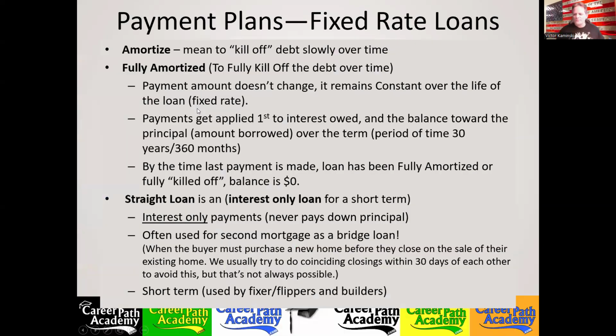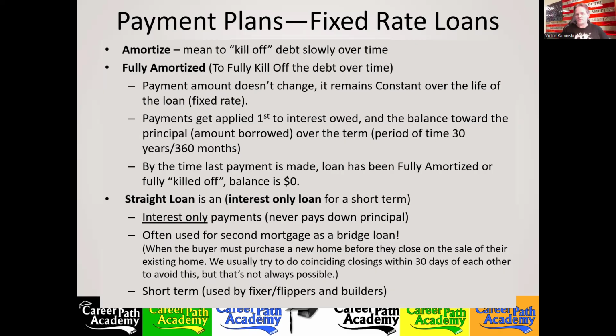All right, so let's talk a little bit about fixed rate loan programs, ones that the interest rates don't adjust as the money market adjusts. So the word amortize means to kill off slowly over time. And that's exactly what it does. It kills off debt slowly over time. On page 268, under payment plans, the word amortize means to kill off debt slowly over time. And it does, agonizingly slow, over 30 years.